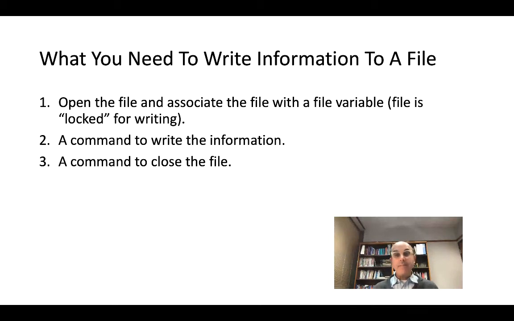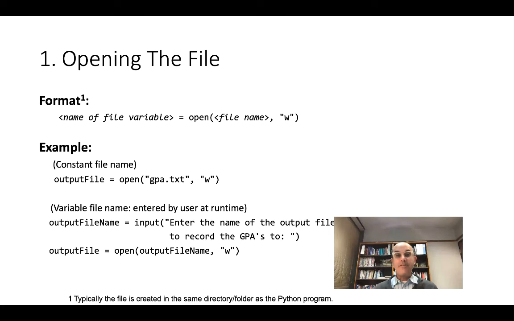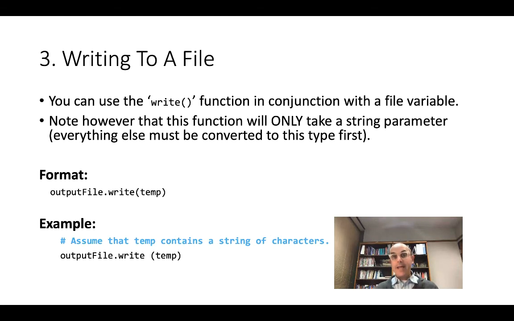When you need to write information to a file, you have to be aware that when you open the file and associate the file with a file variable, the file is often locked. So there is the command to write the information and the command for closing. In this example, gpa.txt, I'm going to open the file, enter the name of the output to record the GPA, and typically the file is created in the same directory folder as the Python program.